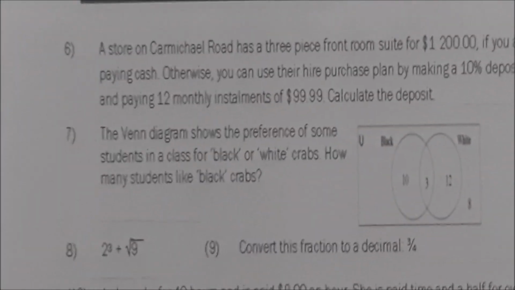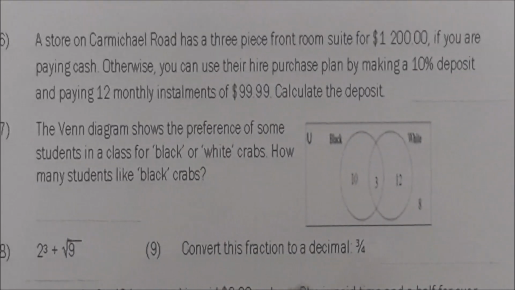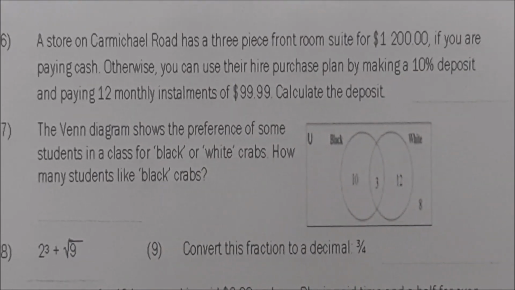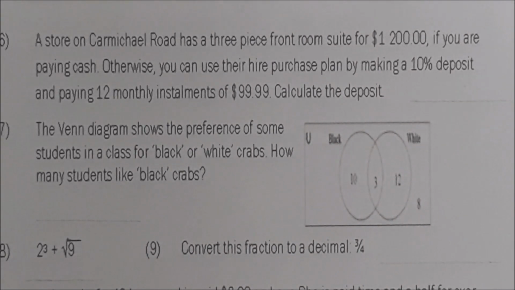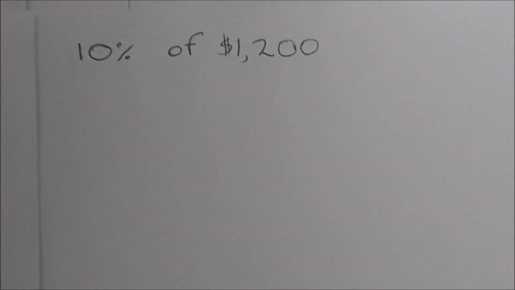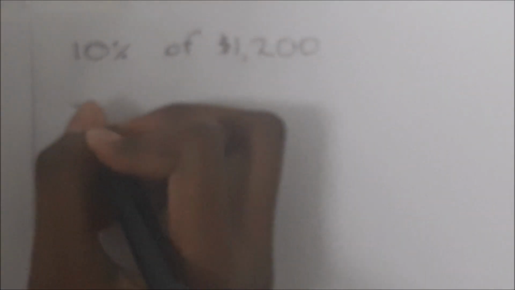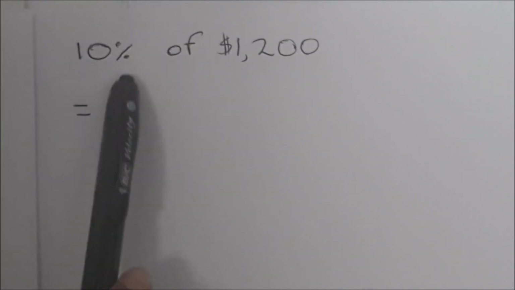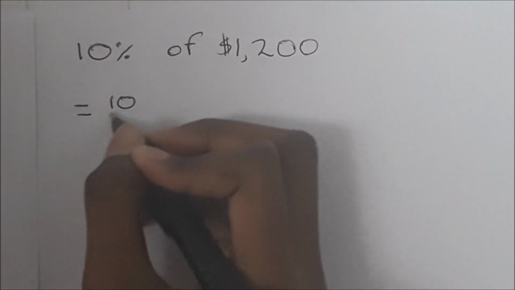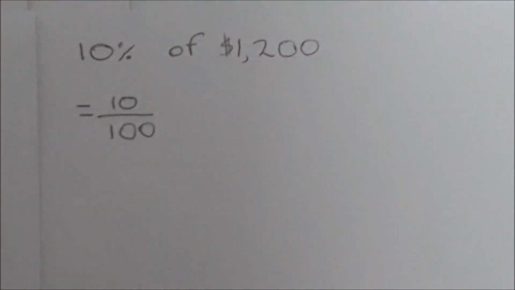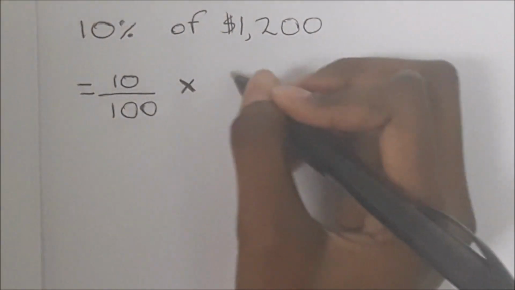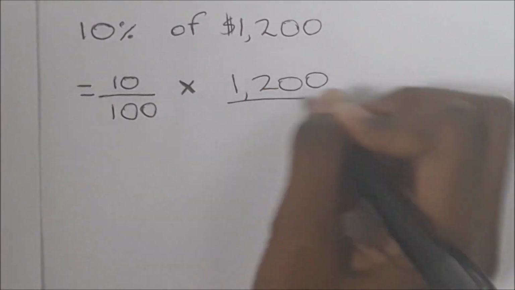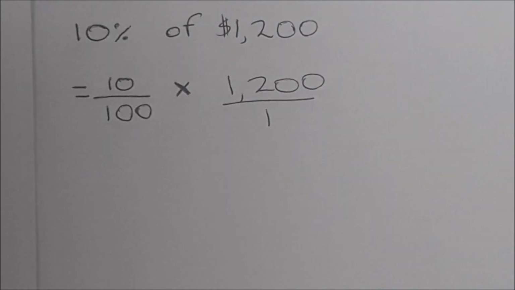Okay, let's bring it back to the question so we can see where you got that from. It says you have to make a deposit of 10%. Don't worry about the 12 monthly installments. You're just worrying about the deposit. And it costs $1,200. So those are where the numbers came from. Okay, Rafaela, continue the working. Equal. Since the deposit is in percentage, you put 10 over 100. And of means times. And put 1,200 over 1.